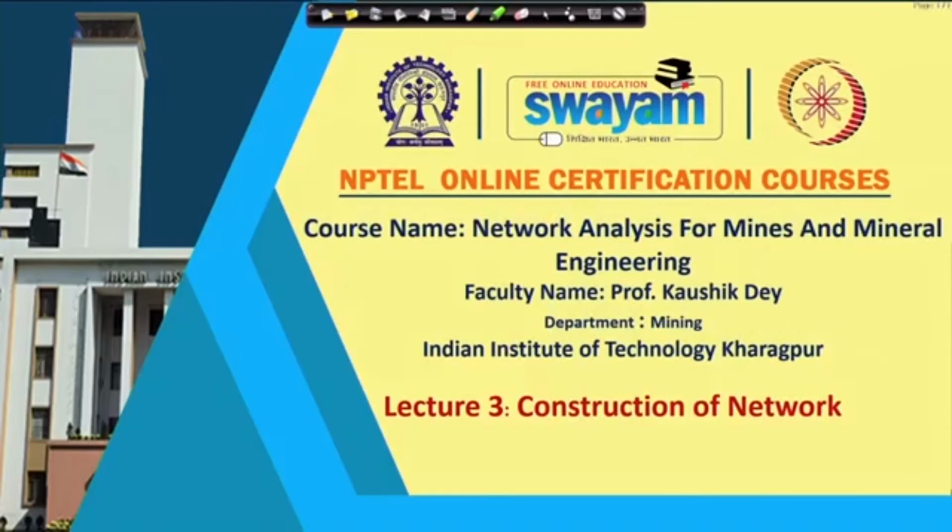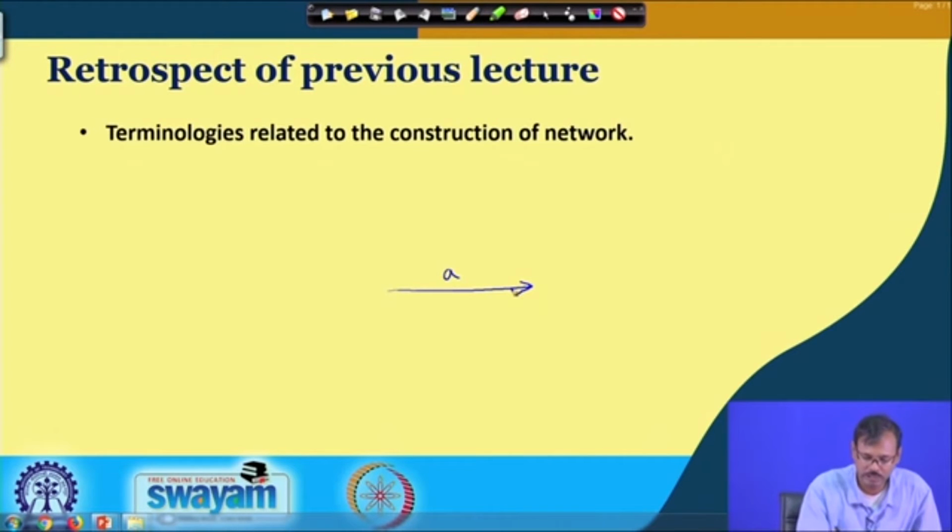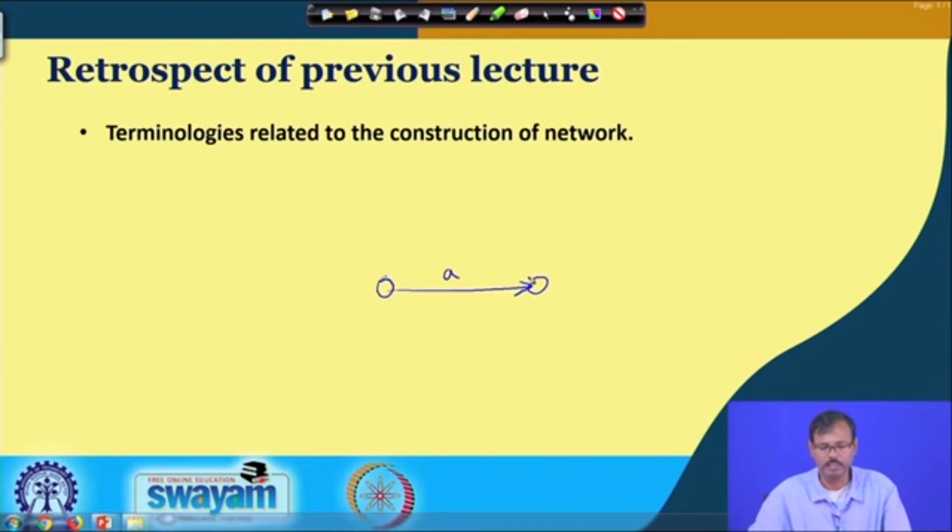Let me welcome you to the third lecture of SIAM NPTEL online certification course of network analysis for mines and mineral engineering. In the last lecture we discussed the terminology related to the construction of a network. There we discussed that a job or activity is defined with a number and with an arrow sign, limited with a circle at its start and at its end, which are called nodes.